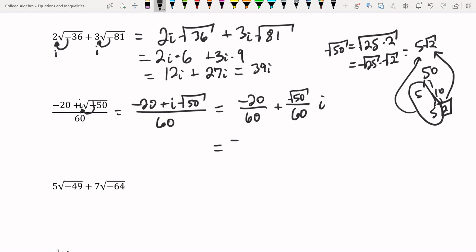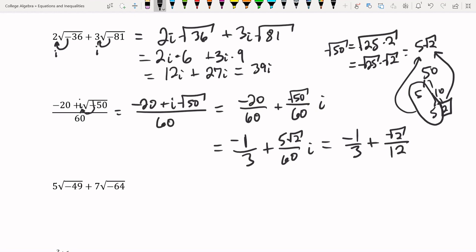I can divide top and bottom by 20 with the negative 20 over 60. That gives me negative 1/3 plus 5 root 2 over 60, which can be reduced by 5 on top and bottom. Gives us root 2 over 12, I think. And that is simplified.